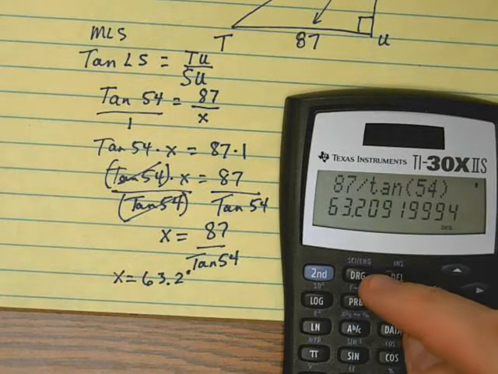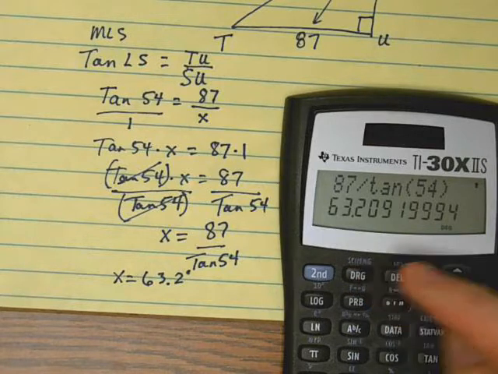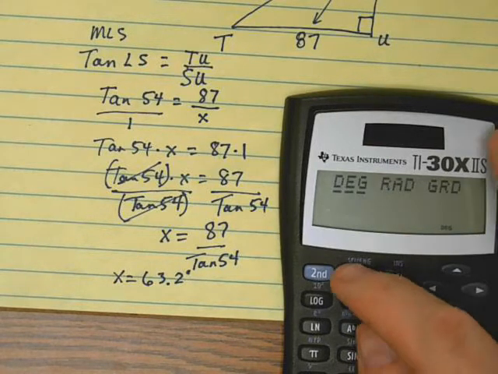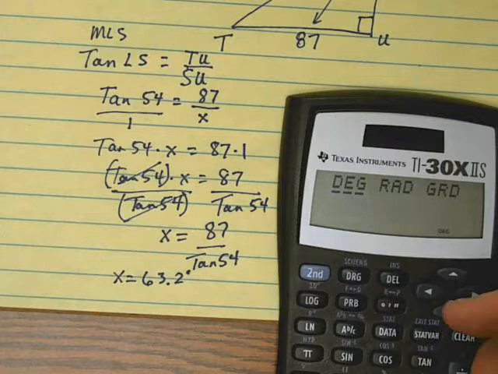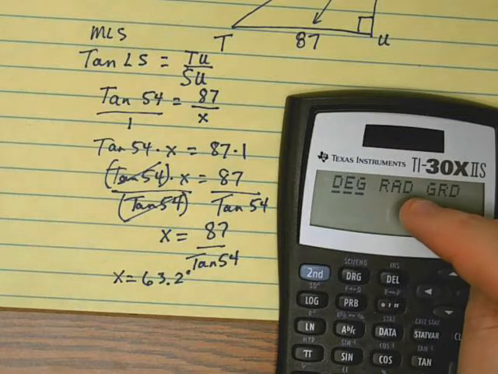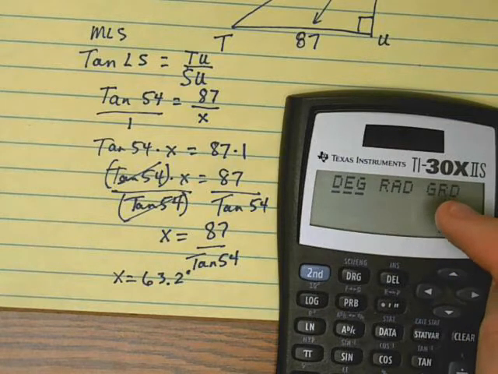Number one, you got to make sure it's in the right mode. See the DRG, I'm going to hit that DRG button. Do you see how it's in degree mode? You do not want it in radian mode. Sometimes it'll be in radian mode, which is RAD. You don't want it in radian mode, you want it in degree mode.